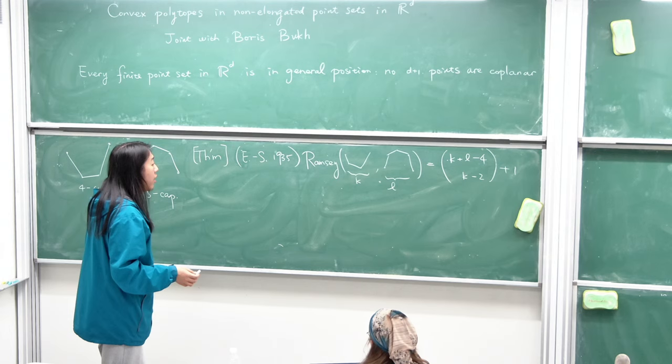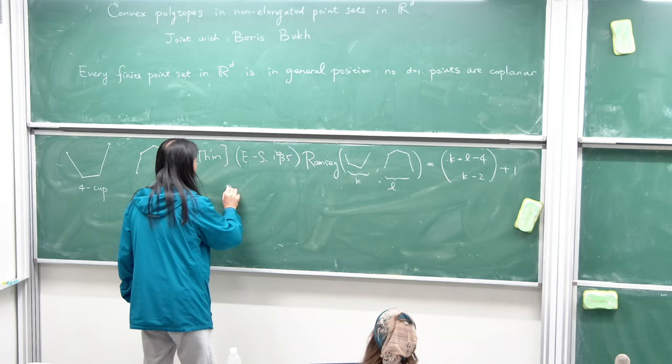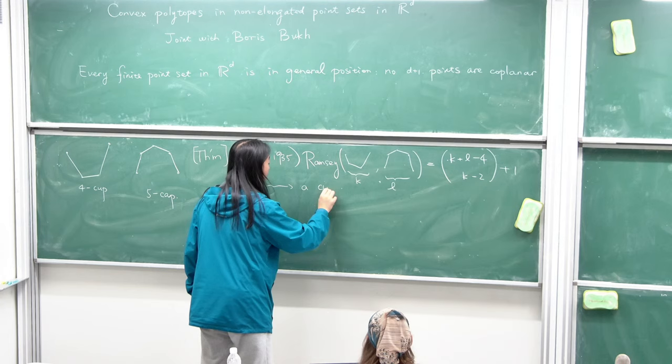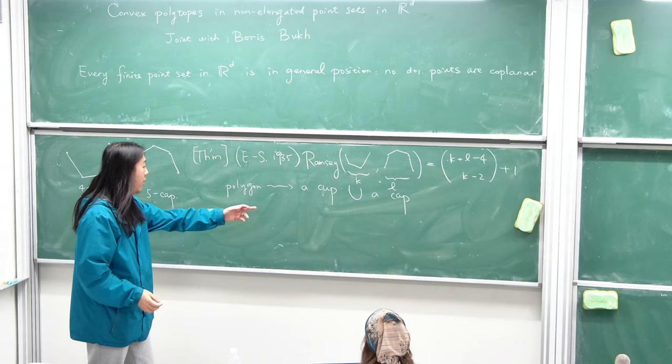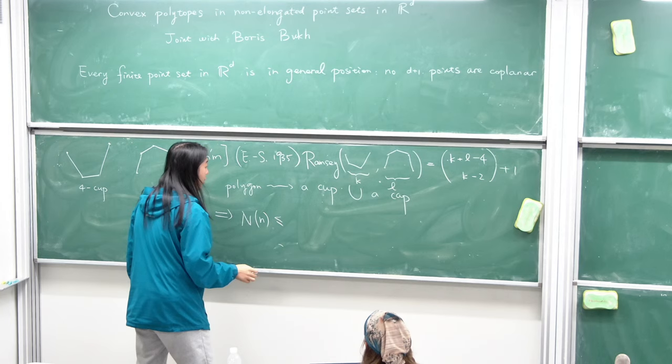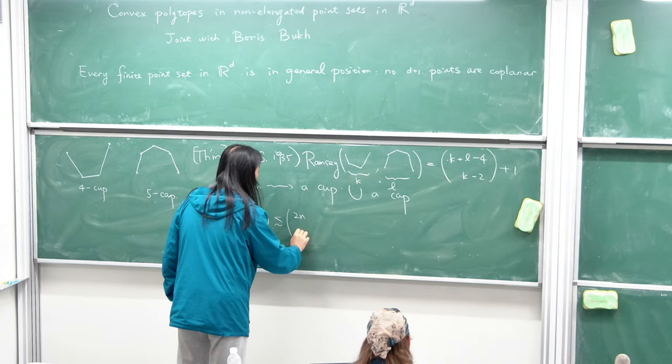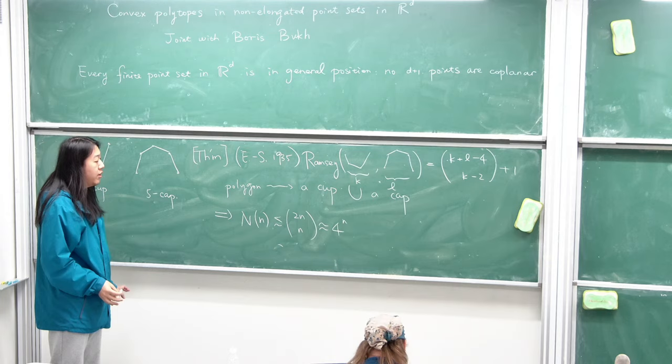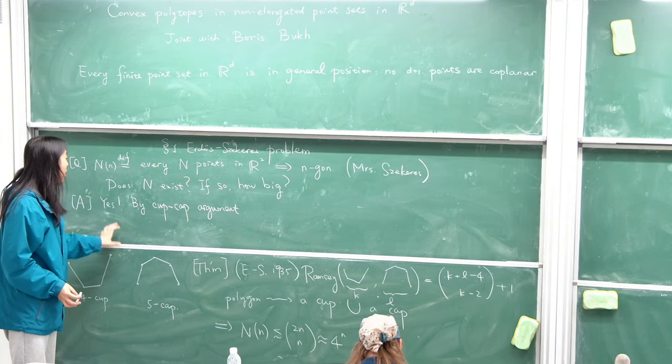Okay, and we observe that every convex polygon can be partitioned into a cup union a cap. So this theorem tells us that N(n) is upper bounded by, roughly speaking, 2n choose n, which is roughly 4 to the n. So this is the first nontrivial bound on this quantity N(n) we just defined.